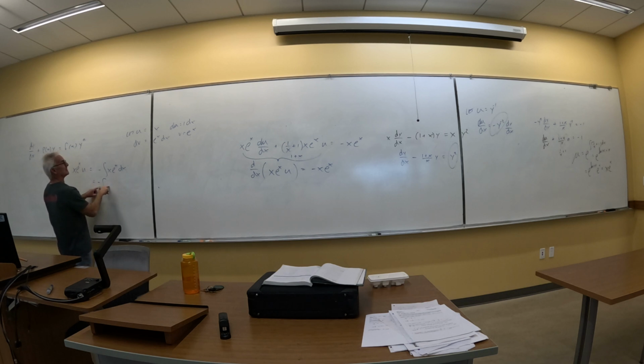So it's x times, okay, so x e to the x minus e to the x dx. So this is x e to the x minus e to the x.